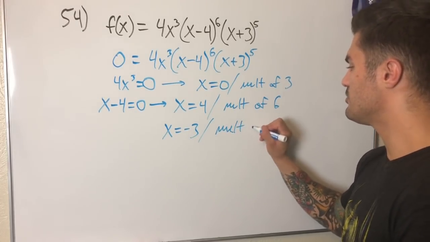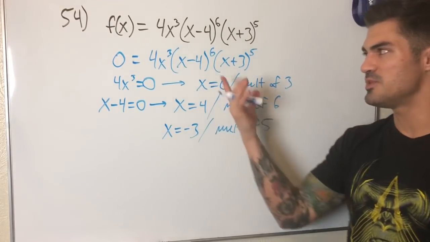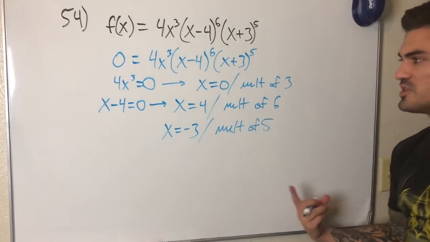So this one's actually pretty straightforward. They did all the work for you pretty much. You just had to set each piece equal to 0 and identify the multiplicities.